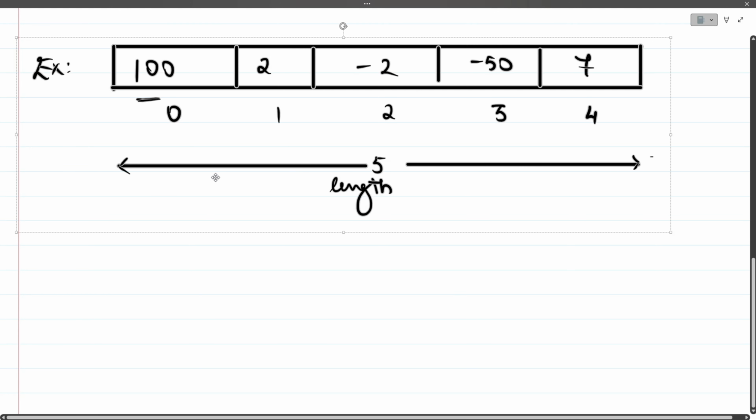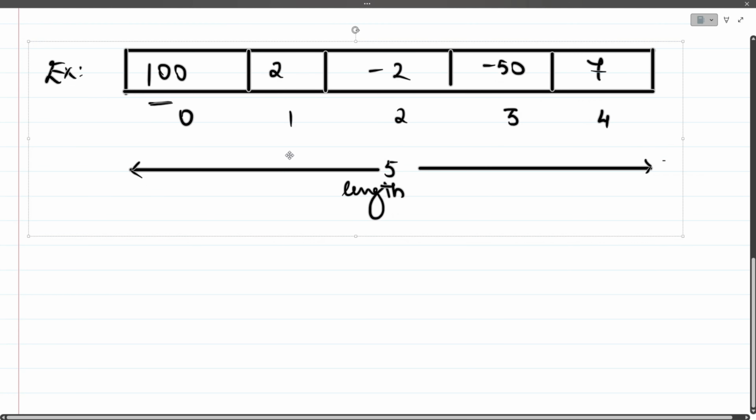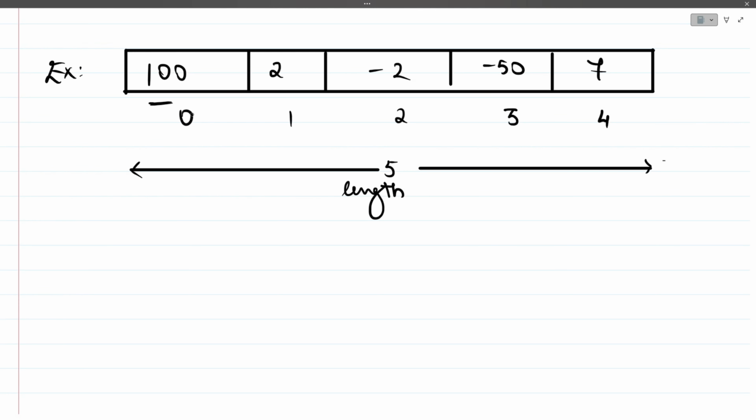An example to clear our concept on a very theoretical level. Over here, I'll be pasting this. So we have an array of size 5, or length 5, with indices from 0 to 4 having all these values: 100, 2, -2, -50, and 7.